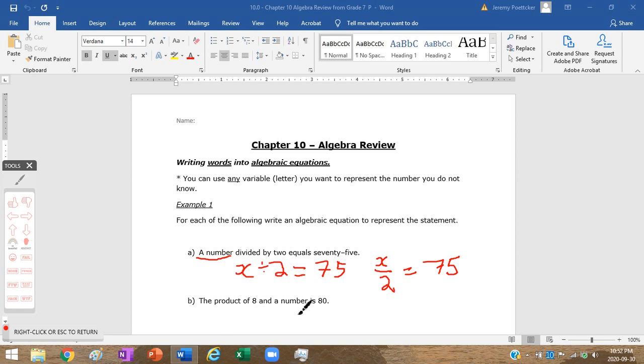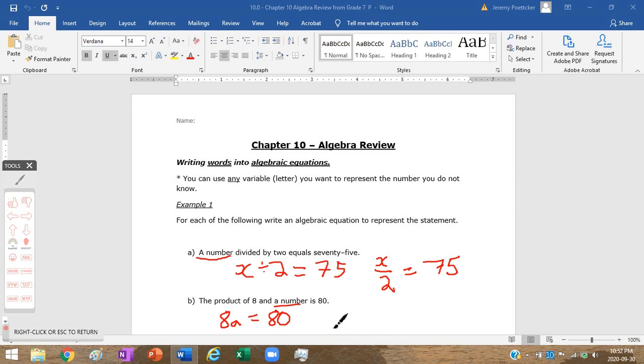Product of 8 and a number, oh, there's my variable, is 80. So product, we got to know what that means. That means multiply. So 8, let's use a different variable, a, equals 80. Notice I don't write a multiplication symbol.